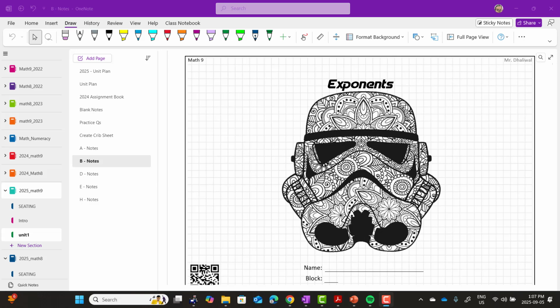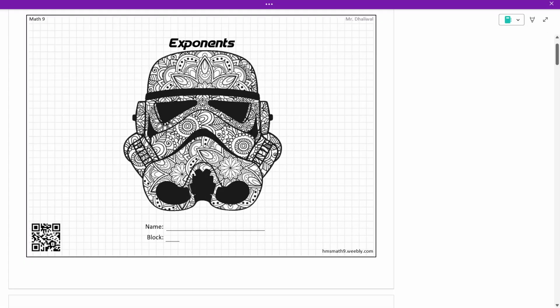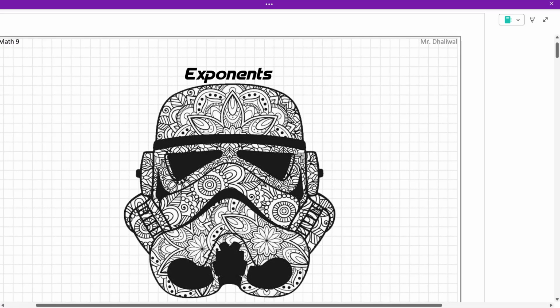All right, so the picture that you see there has nothing to do with the chapter. I just like to put fun pictures on there. If you get bored, or you finish your assignments or notes early, you can doodle on there, you can color on it, whatever you want. And that's what that is, so nothing connected to our notes.